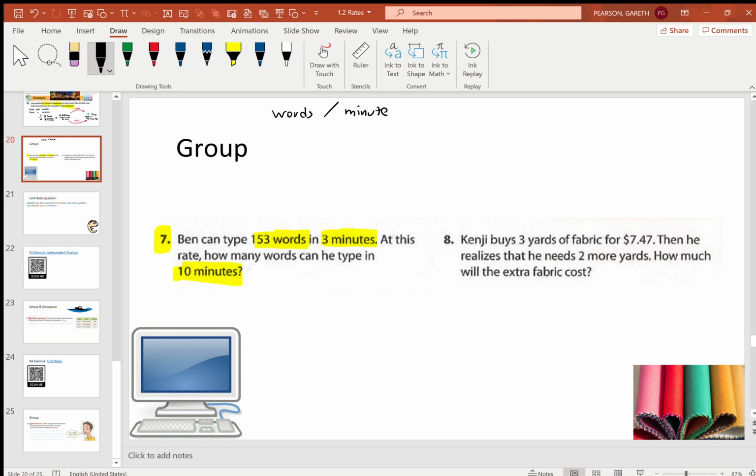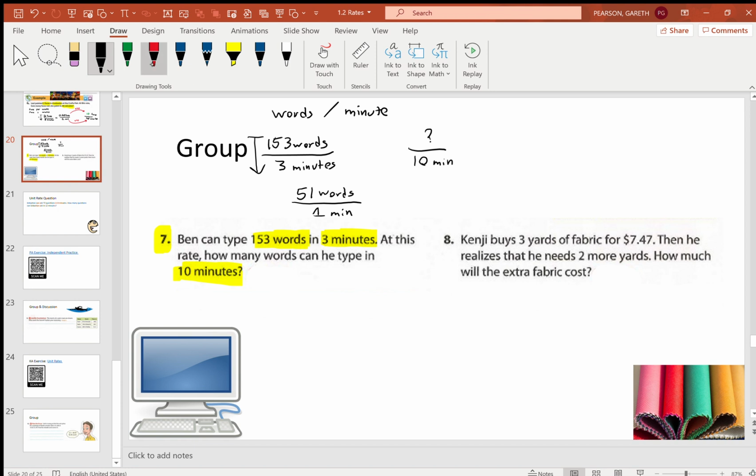So I'm going to set it up exactly like that. I have 153 words in 3 minutes. I'm trying to find at the end how many he can do in 10 minutes. So first step, I'm going to go ahead and divide. So using the calculator, 153 divided by 3 gives me 51. Turns out I didn't need the calculator, but hey, we're just trying to save time. So this gives me 51 minutes. Oh, I'm sorry, I messed that up. You see how easy it is? 51 words, my apologies, in 1 minute.